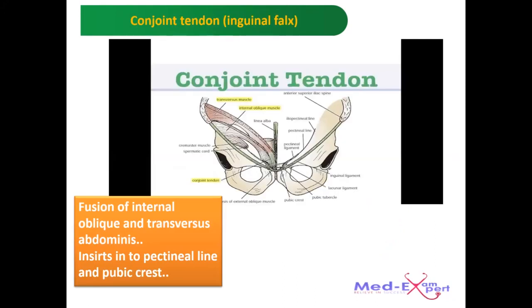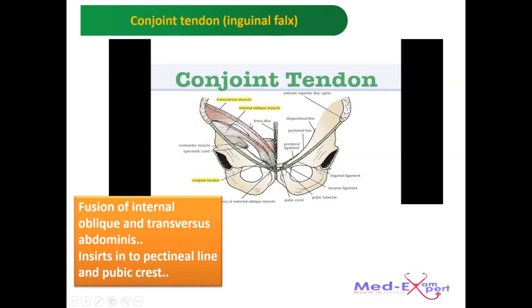What is the conjoined tendon? Remember when I told you that you should remember the insertion of the internal oblique in the lateral 2/3 of the inguinal ligament? Do you remember? Yes. Okay. Again, the internal oblique and the transversus muscles. The transversus muscle is inserted in the lateral 1/3 of the inguinal ligament, while the internal oblique is inserted into the lateral 2/3 of the inguinal ligament, okay?